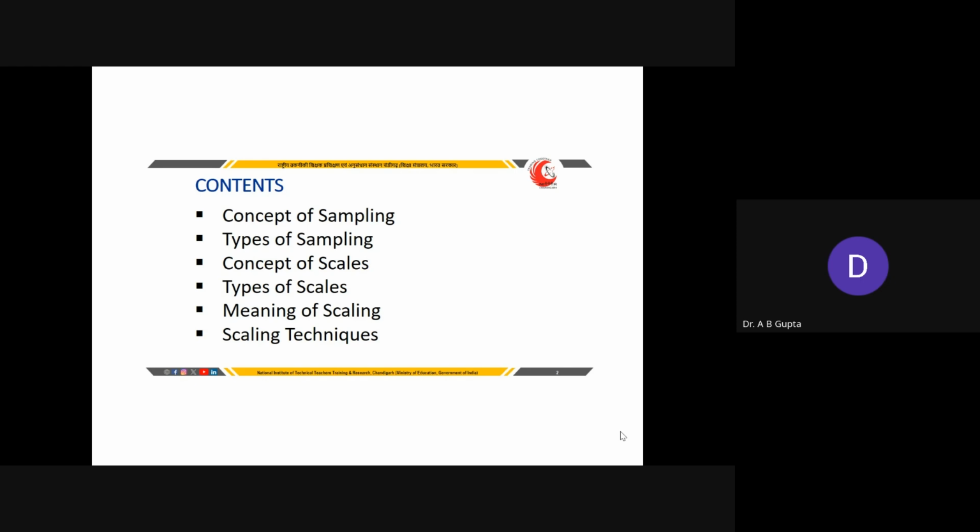Concept of sampling, I will be telling you what is the meaning of sampling and related terms. Then what are different types of sampling, it will be very interesting. And then what are different types of scales for measurement, what is the meaning of scale, and again, what are different types of scales. And then the last aspect will be the scaling, or the meaning of scaling, and what are different types of scaling techniques. So sampling, scales, and scaling. So these are the three things I will be covering in this session.